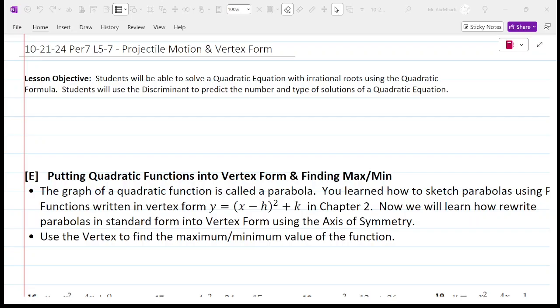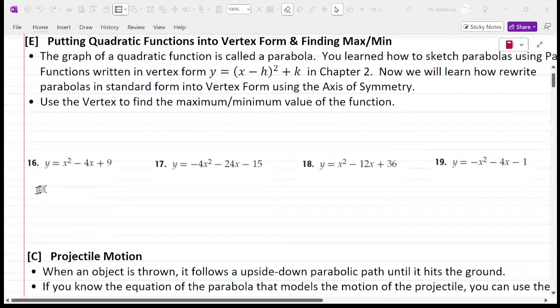Okay, so today we're starting lesson 5-7. It's projectile motion and also finding vertex form. Now, we already learned how to put an equation into vertex form in chapter 2. Just a little refresher here.